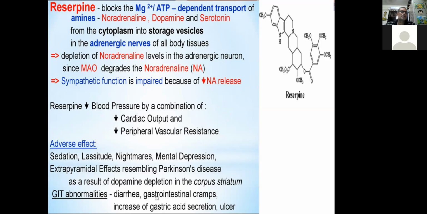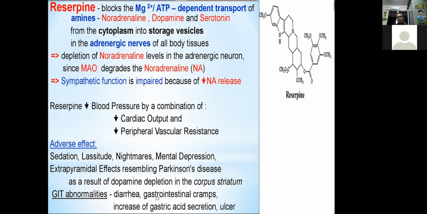Okay, and this reduces the sympathetic function of noradrenaline, due to the decreased release of noradrenaline. Due to the decreased release of noradrenaline, there will be a decrease in blood pressure due to decreased cardiac output and decreased peripheral resistance. Okay, this is how your reserpine acts.